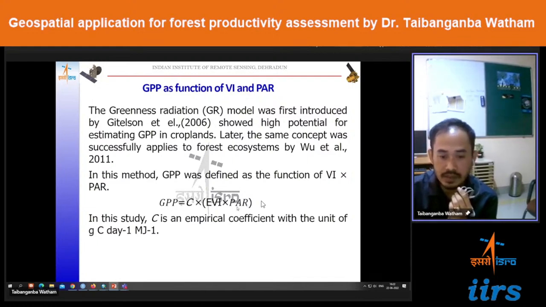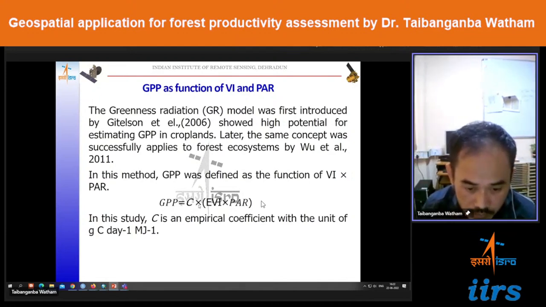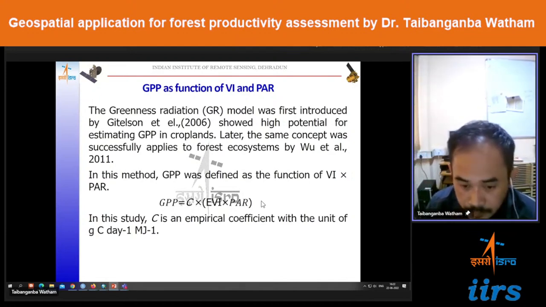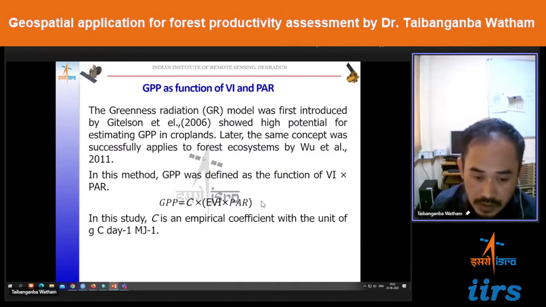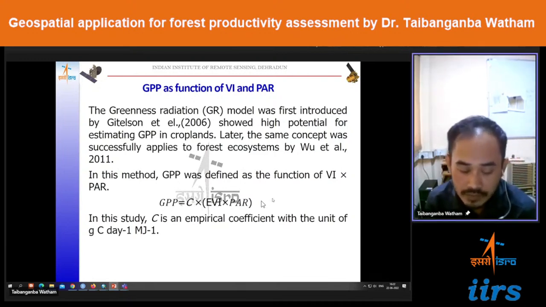If we have this, then we can use this equation, that is C times EVI times PAR. So EVI and PAR are the input data. Once we have the GPP, then we can try to calibrate the C portion. Once we get the value of C, we can use the same equation with the parameterized value of C to estimate the GPP of the forest or of a larger area.